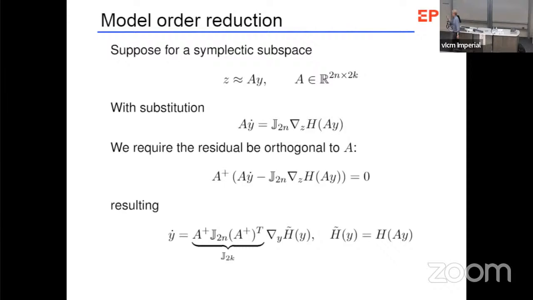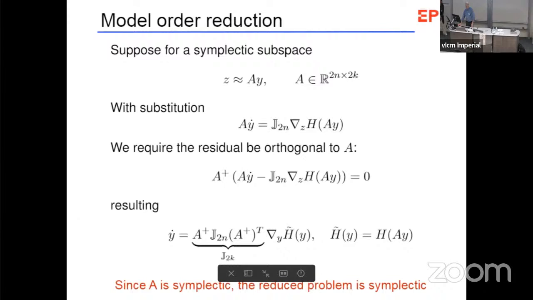This one doesn't work right now. So let me stand here. Okay, so let's do it. Fine.